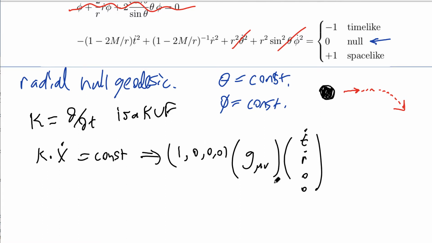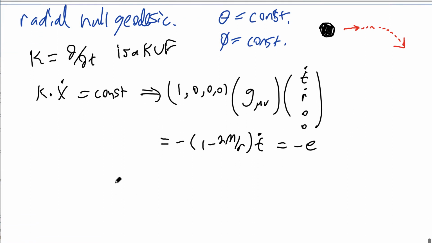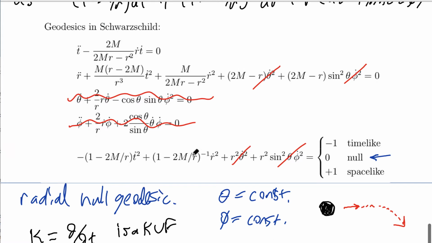So we, of course, worked this out in a previous lecture when we were analyzing orbital motion in Schwarzschild. This is just minus (1 minus 2m over r) times t dot, and that's equal to a constant which we can let equal minus e, just like we did in the orbital case. So we now have another first integral of the equations of motion that says t dot is equal to e over 1 minus 2m over r. So this result, along with the normalization condition, constitute two first integrals of these two geodesic equations.